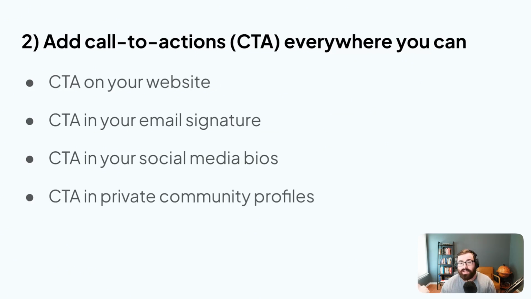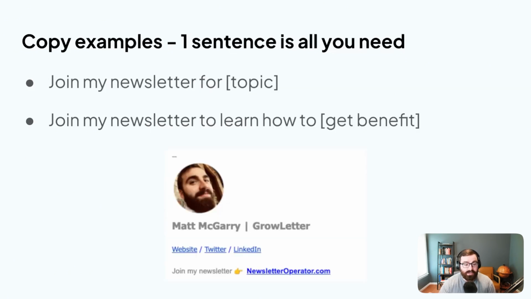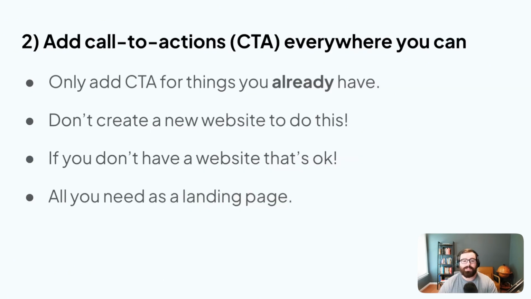Call to action on your website, email signature, social media bios, the private community profiles that you have. Don't worry about making the copy in this call to action perfect now. You're going to change it later. Just put a 1-sentence call to action for your newsletter. Here's what that looks like in my email bio. Now, it's important that you only add call to actions for things that you already have. You don't need to go out and create a new website to do this. Just focus on what you already have. All you need right now is this landing page.